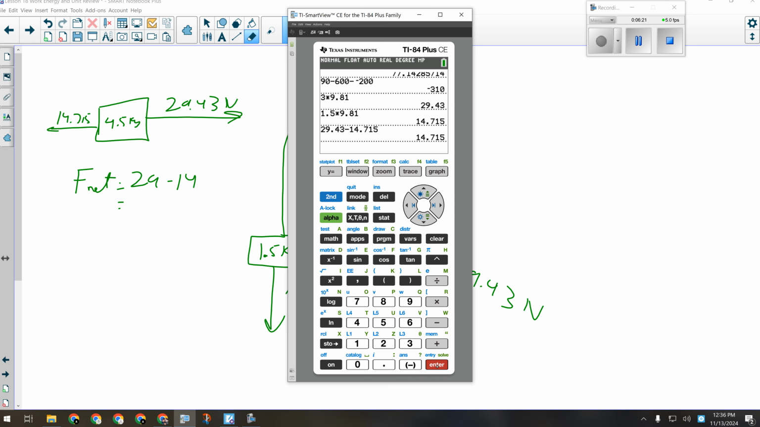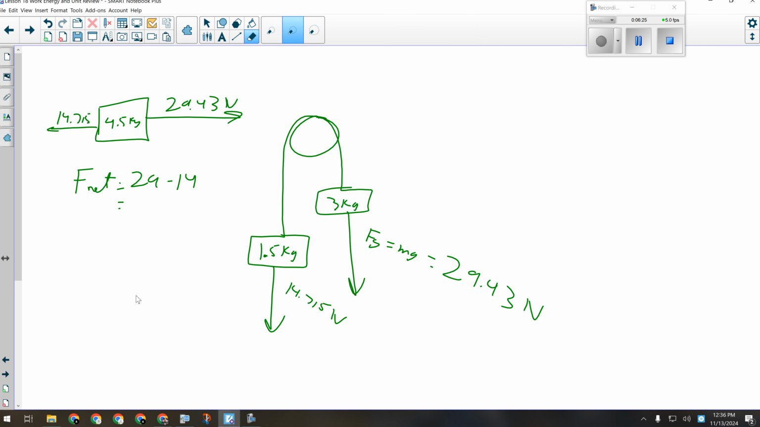Okay, of course it is. That was stupid. Why did I punch that in? 14.715 newtons is my net force. And now that I know that, I can calculate the acceleration. F net divided by m. It's just going to be 14.715 divided by 4.5 kilograms.